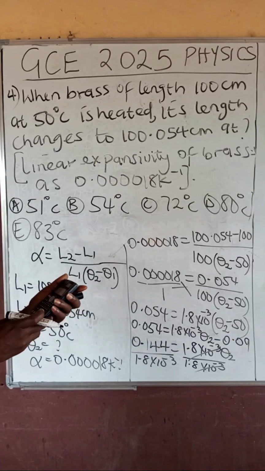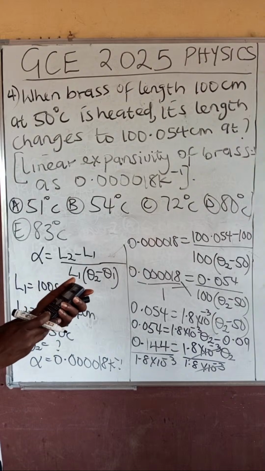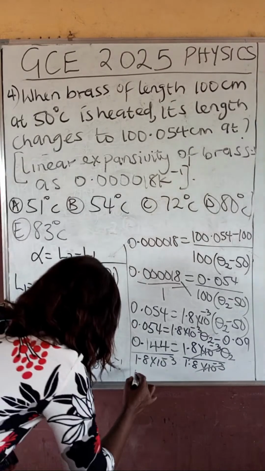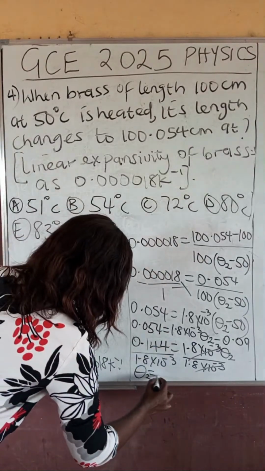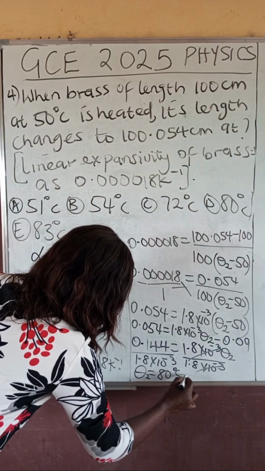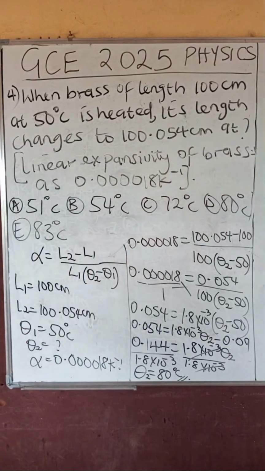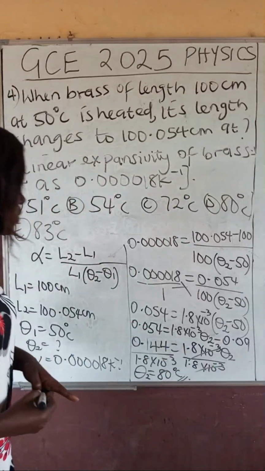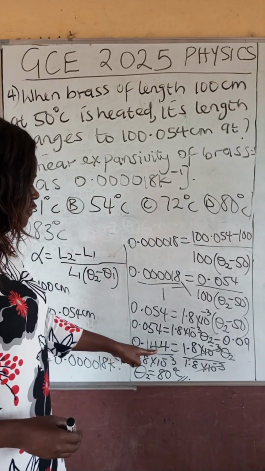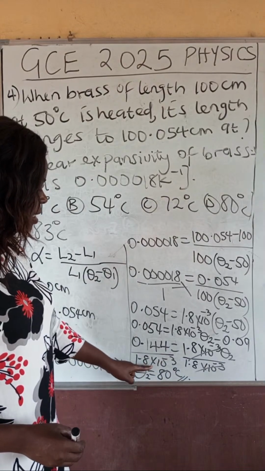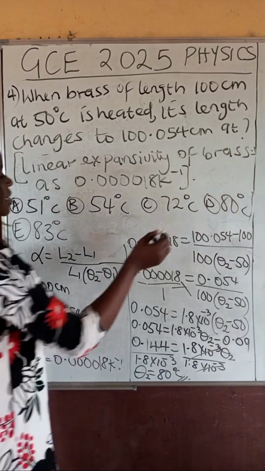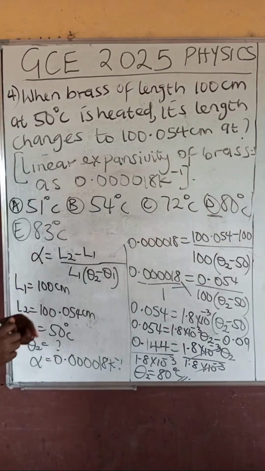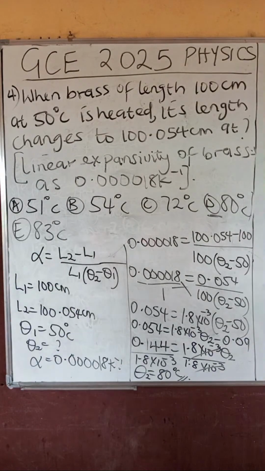By the time you divide, my theta 2 is going to give me 80 degrees Celsius, because this will cancel and be left with theta 2. By the time you divide 0.144 by 1.8 times 10 raised to power minus 3, the answer is going to give you 80 degrees Celsius. And the answer to this question is D.